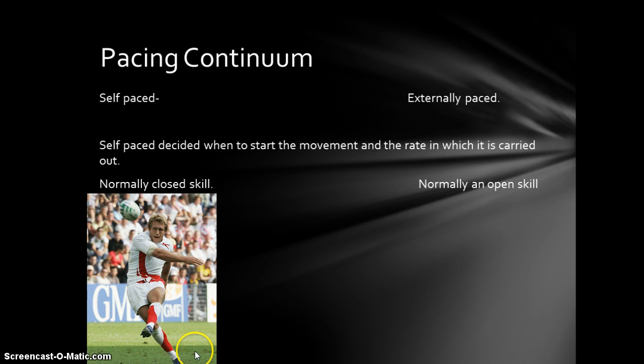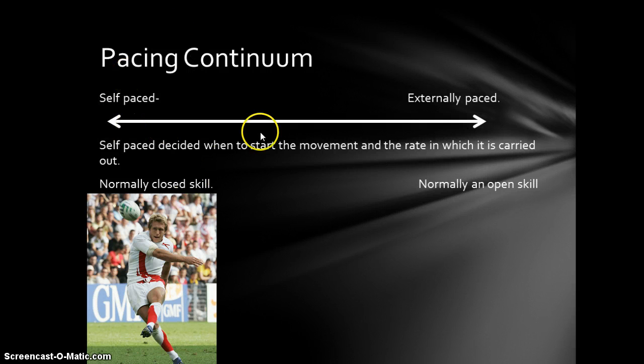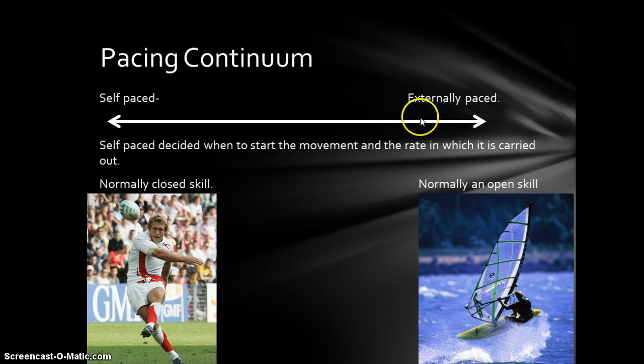So if Johnny Wilkinson's coming to line up for a kick, there's no one putting pressure on him to speed up. There's no attacker coming, no defender coming to tackle him. Same in a netball shot, it's entirely up to you, your pace. But on the other end of the continuum, and remember that they always will move along here somewhere, to the extreme of this, externally paced, this is usually an open skill, but this is clearly reliant on the pace of the wind and the sea or the tide, and for that reason it's externally paced.